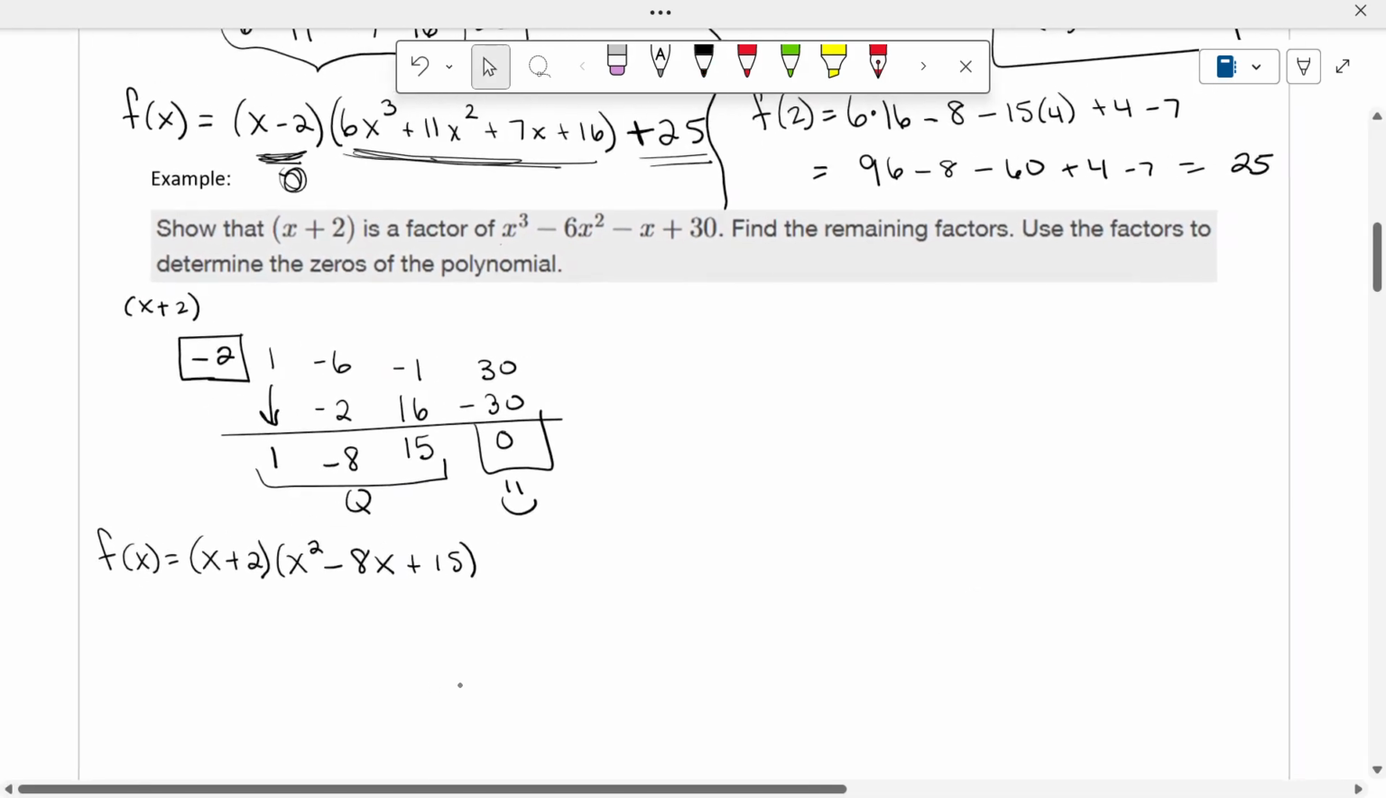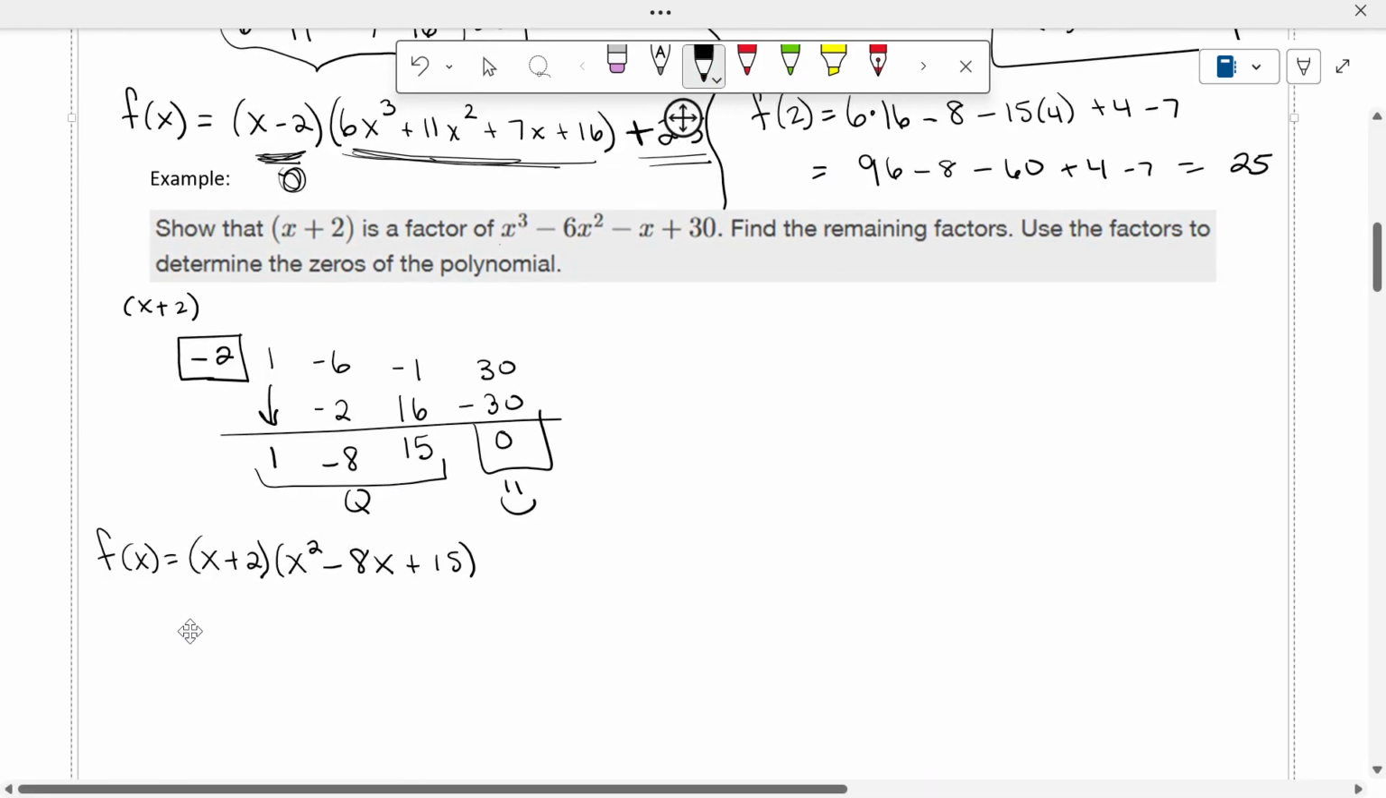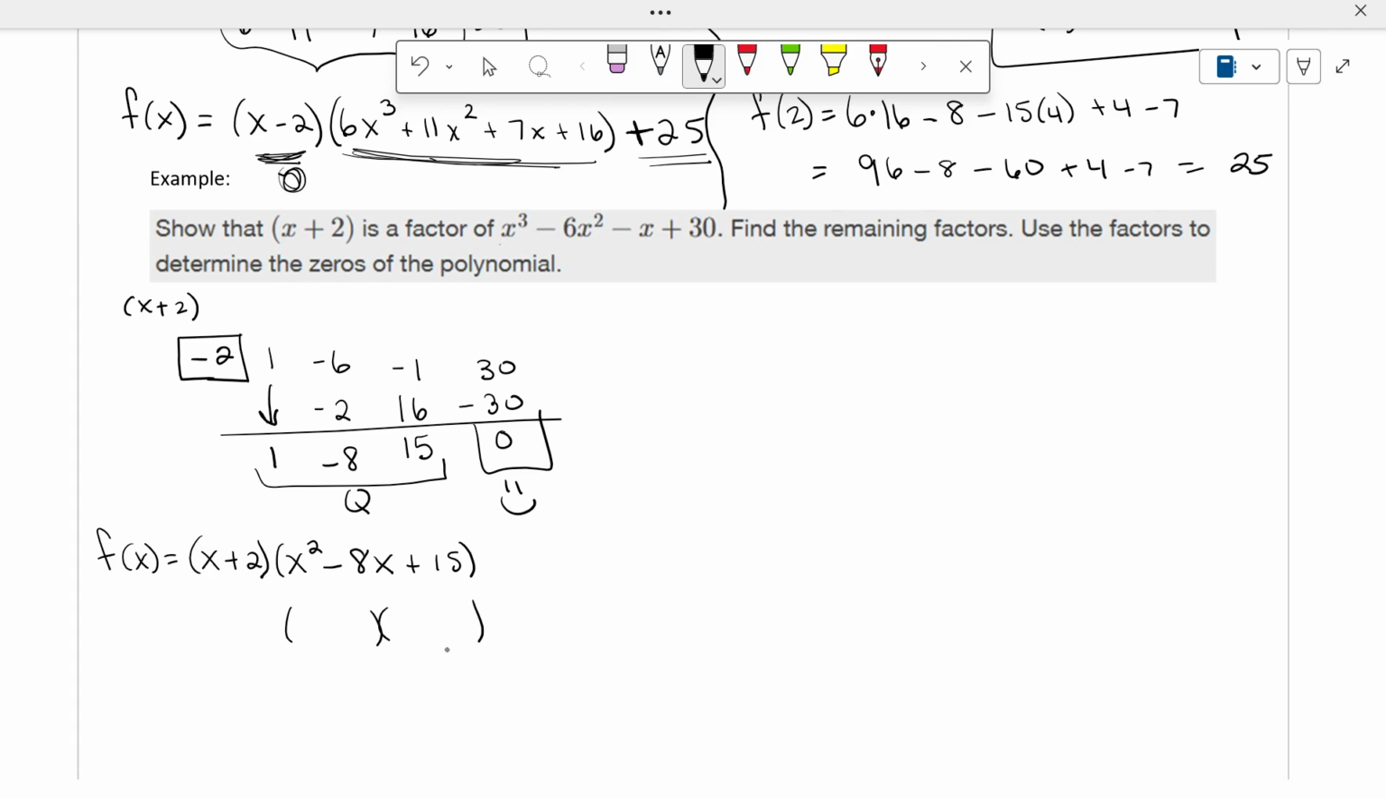So I'm looking at the quadratic piece, and I see it as factorable. If you don't know how to factor or don't see it as quickly factorable, you can always do the quadratic formula, solve for the zeros, and work it backwards, okay? But I see that an x minus 3 and an x minus 5 will be the factors. So now here are all of the factors. So that part has been done.